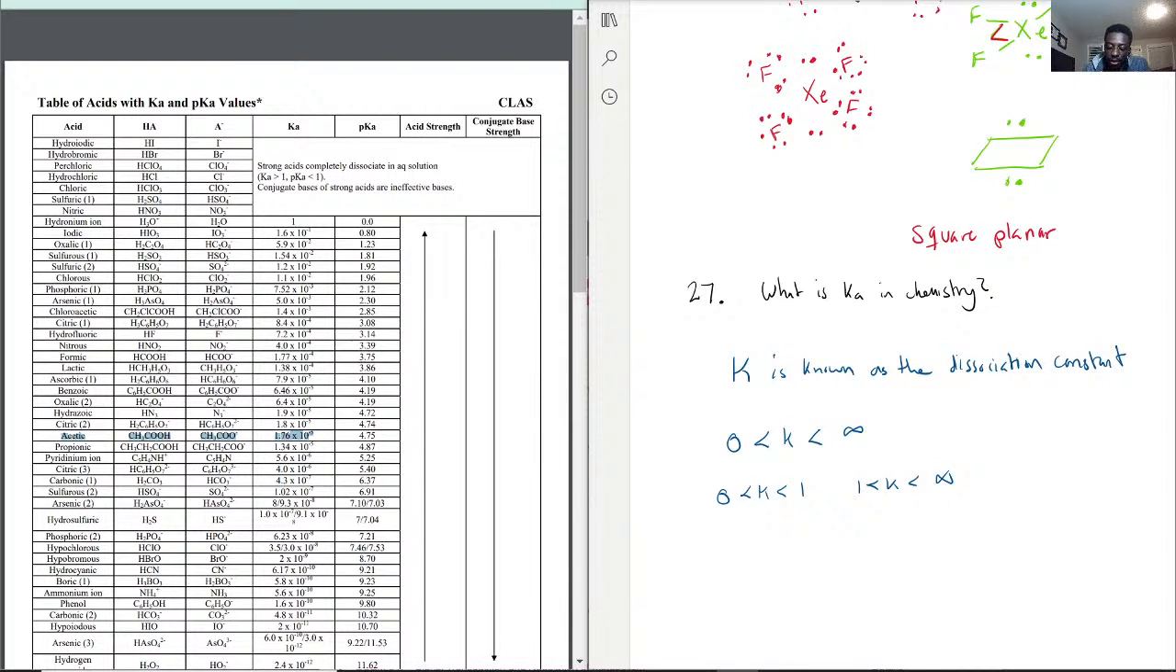Or you can just simply put K greater than 1 if that makes it easier to read. K greater than 1, okay? So these are the two kinds of divisions we have. When K is greater than 1, think of salt, NaCl, sodium chloride. You put that in water, bam, all gone, unless it's supersaturated. All that sodium will dissolve in water, okay?